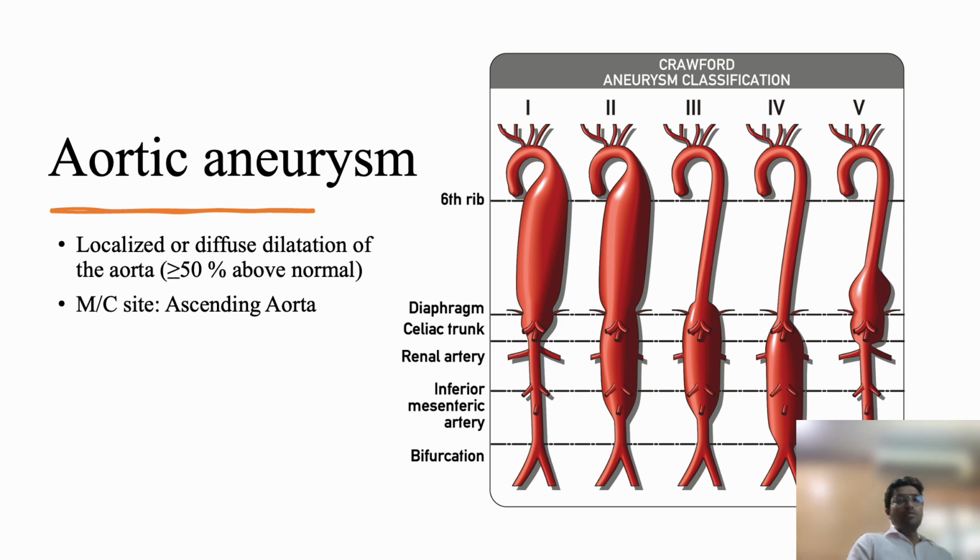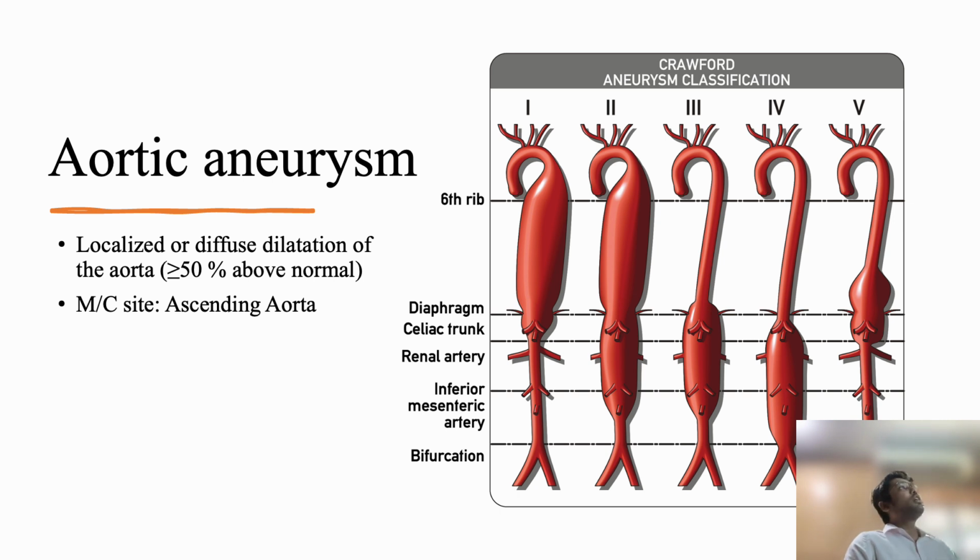Now the aortic aneurysm, it is the Crawford aneurysm classification. This is also commonly asked: what is the classification for aortic aneurysm. So there are 5 types in the Crawford classification. It is actually a descending thoracic aorta aneurysm classification, where your sixth rib, your diaphragm and your renal artery, these 3 things form the boundary for each division.